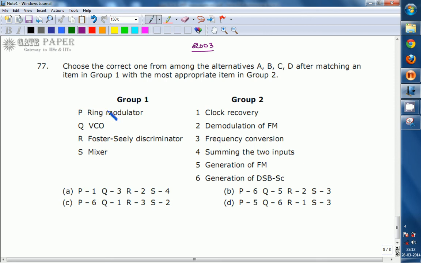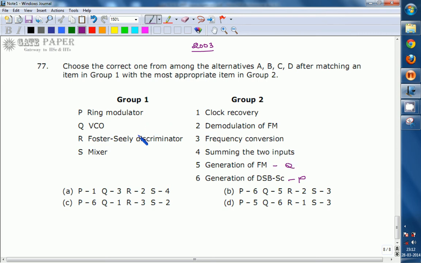Here, ring modulator. Generally, the ring modulator is used to generate the double sideband suppressed carrier signal. Now this one is matched with P, generation of DSBSC. Next, the voltage controlled oscillator. The voltage controlled oscillator is generally used to convert the voltage into the output frequency. According to the control voltage, the output frequency depends. That is generally used for the generation of FM wave. Now the option for this one is Q.